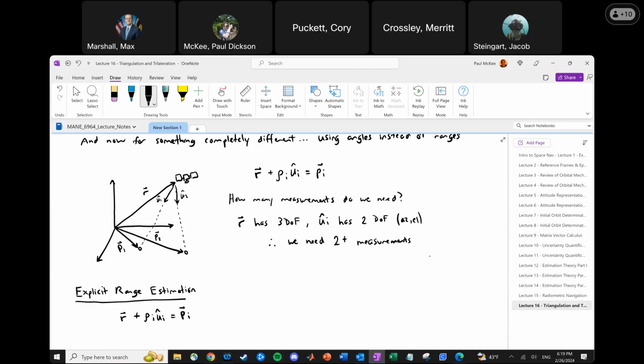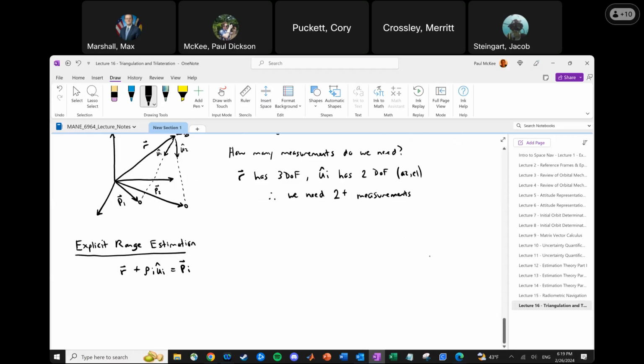There's the way we're going to talk about now, and there's the way we're going to talk about in a second. One of these is to try desperately to rework this to get rid of R, so the only unknown is the range. And once you know the ranges, you're good to go. The other is to try desperately to get rid of the range, so the only unknown is R. First, we're going to solve for the range, explicit range estimation.